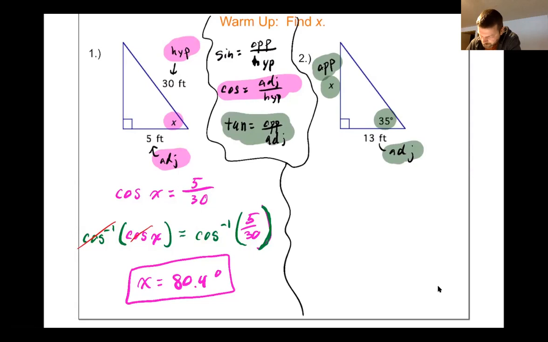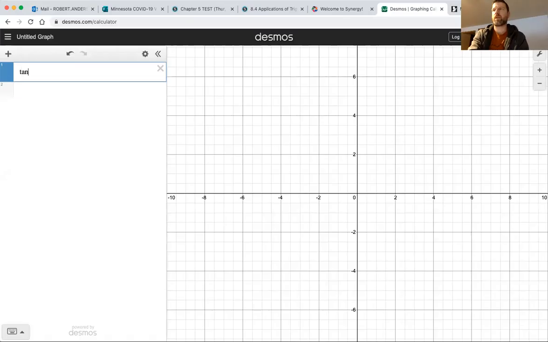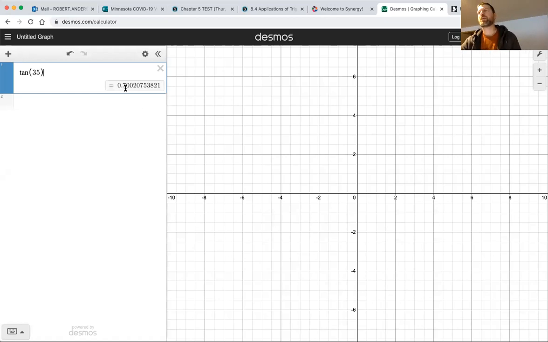So to solve this one, I would write the tangent of my angle, the tangent of 35 degrees. That'll equal the opposite side, which is x, over the adjacent side, which is 13. And then you just solve that. Tangent of 35 is just a number. Plug it into your calculator to see what it is. Tangent of 35 degrees is 0.7002.